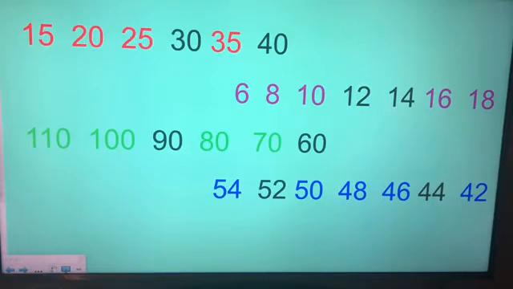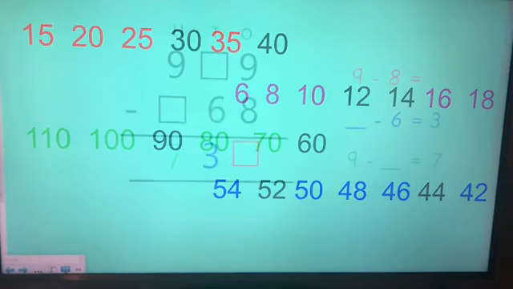And then finally, our bottom one, the blue one, we were counting backwards in 2s. 54, 52, 50, 48, 46, 44, 42. So our 2 missing numbers in the blue number sequence were 52 and 44. Well done if you got all of those missing numbers.